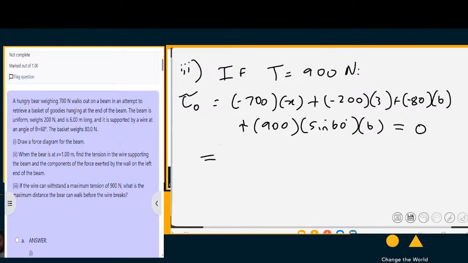So if you work out x, it is equal to 5.14 meters, then the tension will be exactly 900 in the rope. But if that bear steps a single millimeter over 5.14 meters, that rope will snap, and the bear will fall with the goodies.